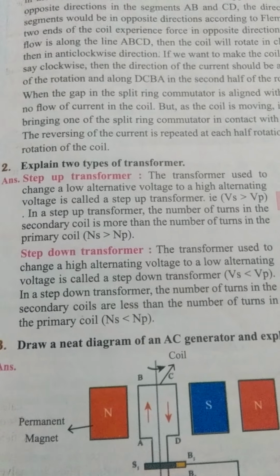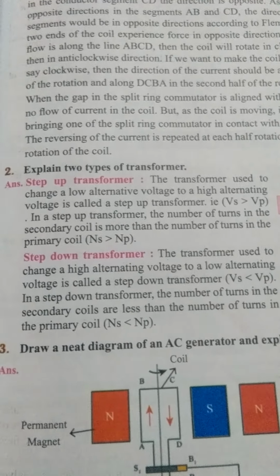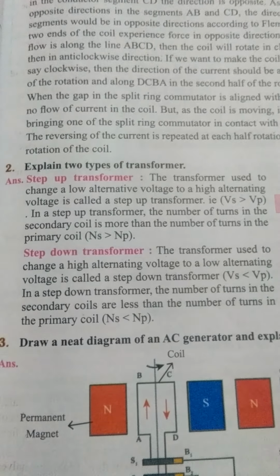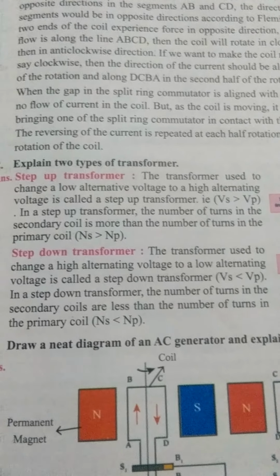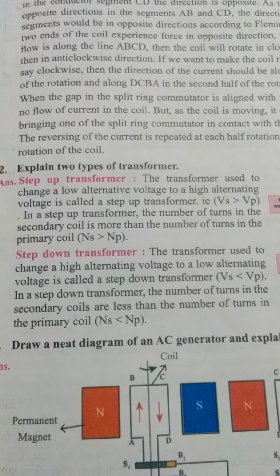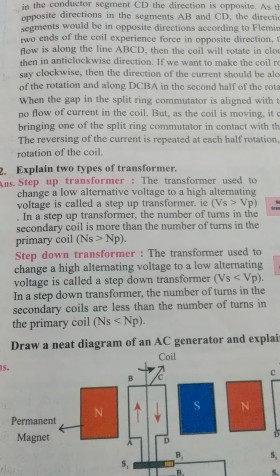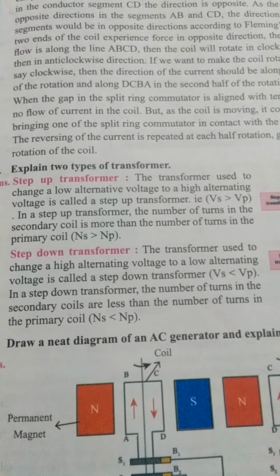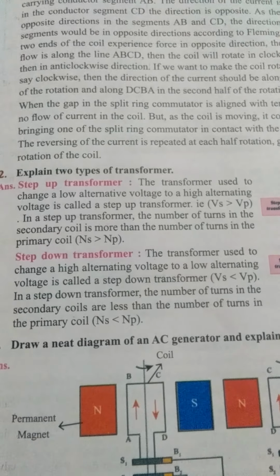First question, lesson number unit 5 ninth portion. Explain two types of transformer, step up transformer and step down transformer. The transformer used to change a low alternating voltage to a high alternating voltage is called a step up transformer. In a step up transformer, the number of turns in the secondary coil is more than the number of turns in the primary coil.